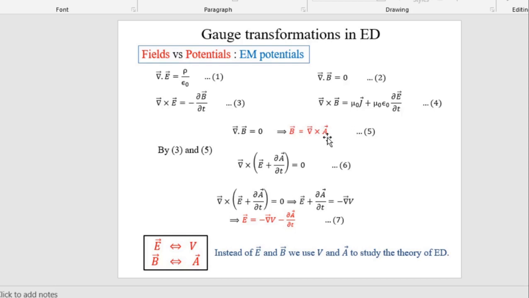This vector quantity A is called the magnetic vector potential. In this way we can define the magnetic vector potential A, and we can express the magnetic field B in terms of the vector potential A, as B is equal to curl of A.